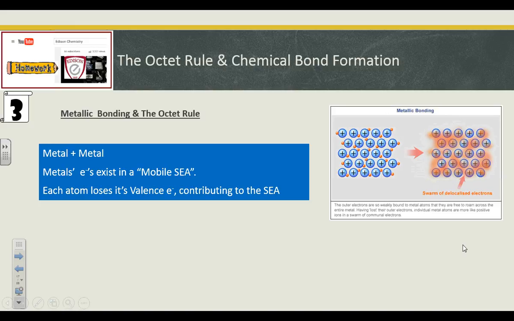So metals exist in a mobile sea of electrons. It's basically the positive nucleus with its kernel electrons, and the valence shell is like sloppy. It will go anywhere. It acts like an extended blanket. Each atom loses its valence electrons, contributing to this massive sea of electrons. That's really how metallic bonding works. The nuclei of these atoms are kind of held in place with a crystal structure.